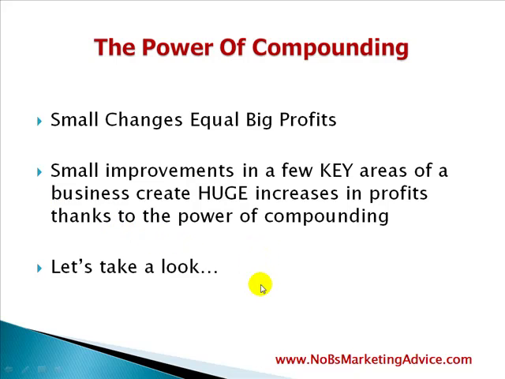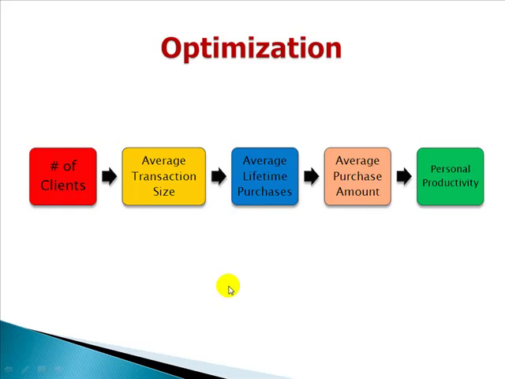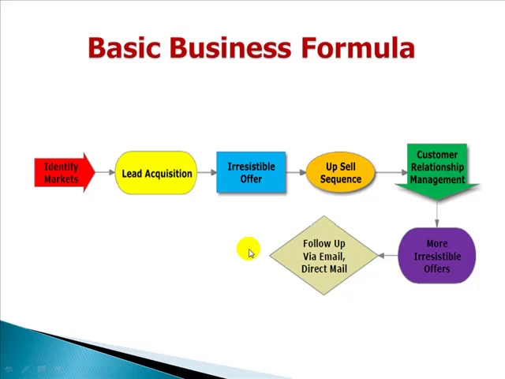Alright, so let's take a look a little deeper into the power of compounding. I'm actually going to show you something in Excel in 1 second. But here's the 5 key areas: number of clients, average transaction size, average lifetime purchase, average purchase amount, and then personal productivity. And before we get into that, here's the basic business formula.